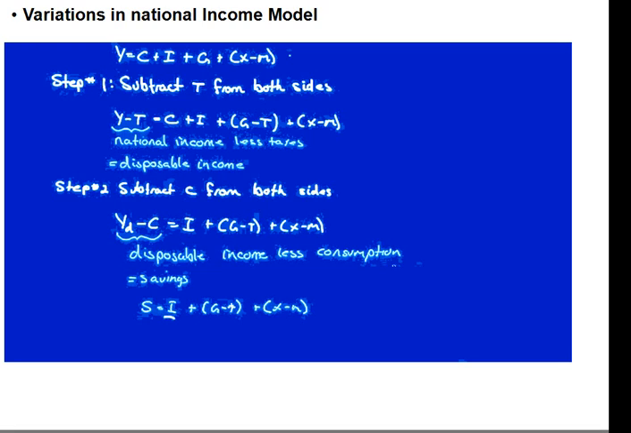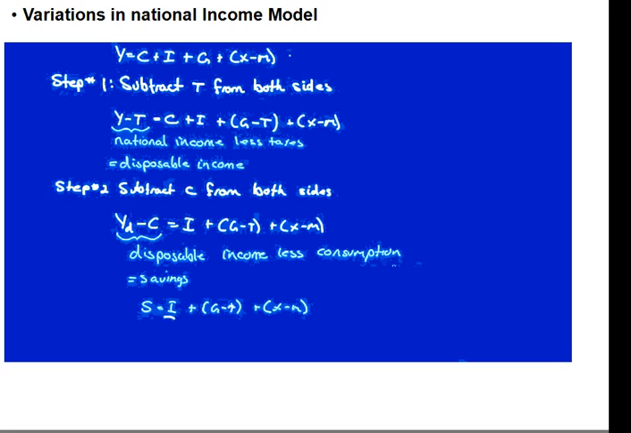Step 2, subtract C from both sides. So we have Y minus T, disposable income, which we can call Yd. Y minus T is equal to Yd, and Yd minus C is equal to I plus G minus T plus X minus M. So disposable income less consumption is equal to investment plus fiscal balance plus trade balance.